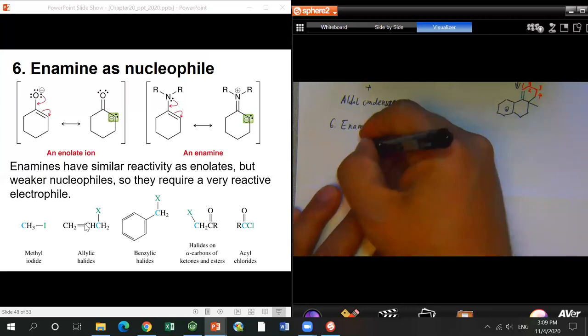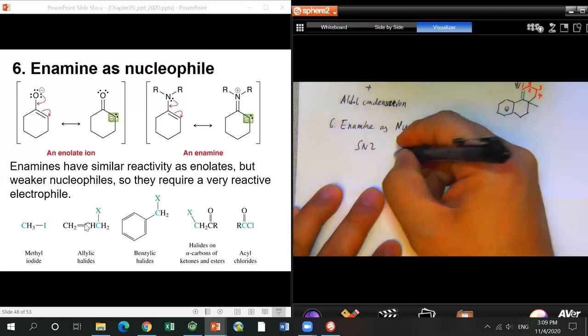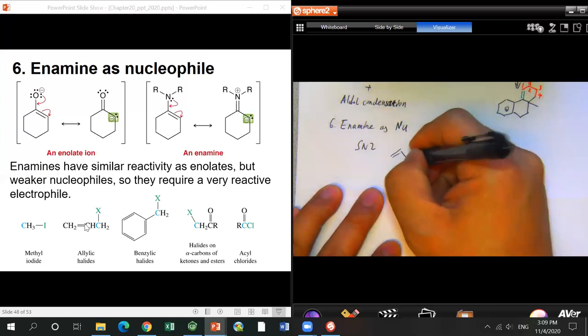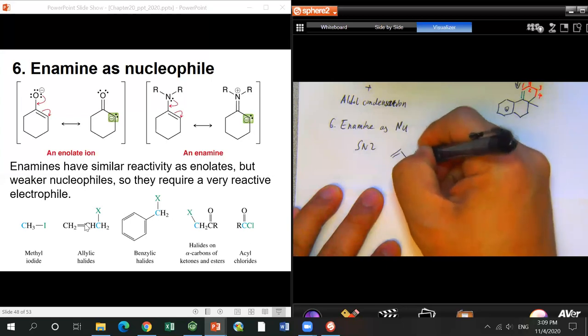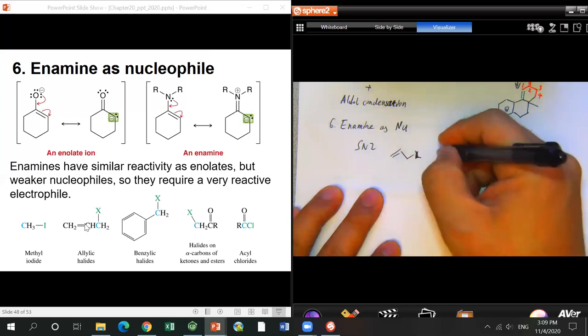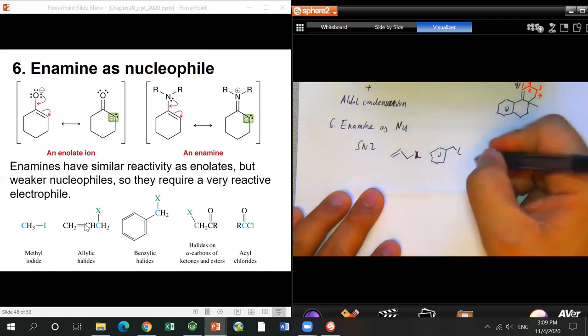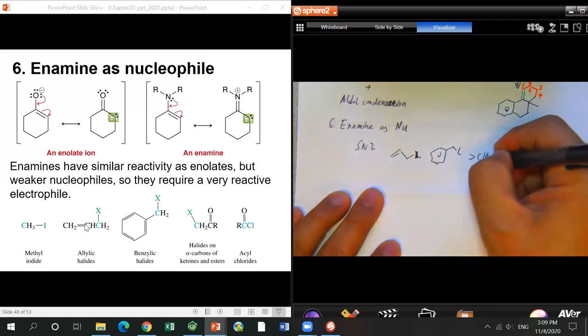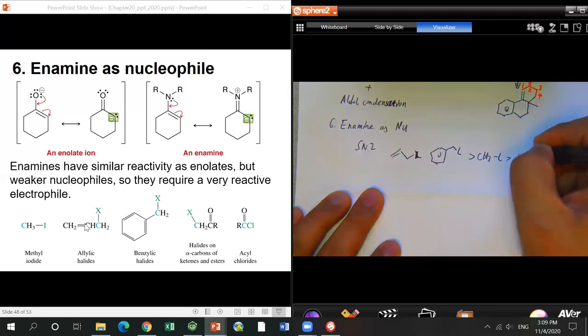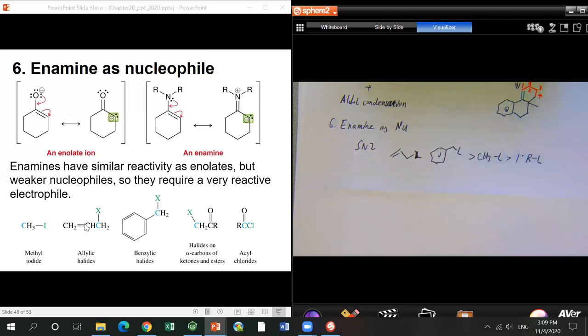SN2, okay. We have the allylic case or the leaving group should be okay, or benzylic. Those are very active, okay, and then followed by methyl, okay, and then followed by primary, okay. Okay, so those you can use as the substrate for the enamine, okay. So secondary, tertiary are pretty much hard, okay.